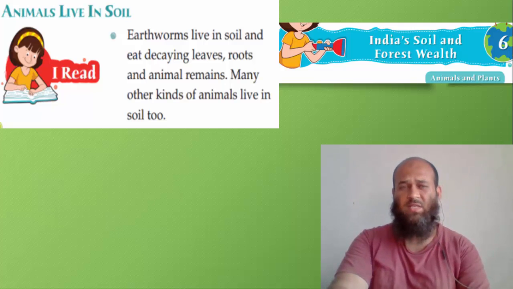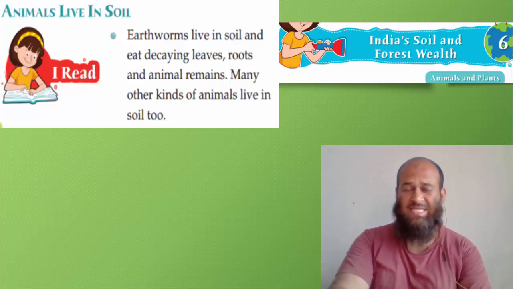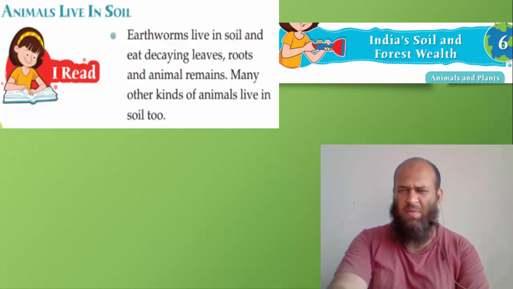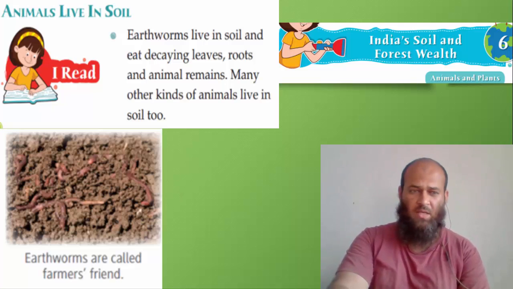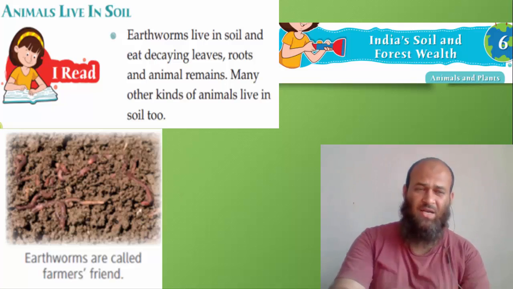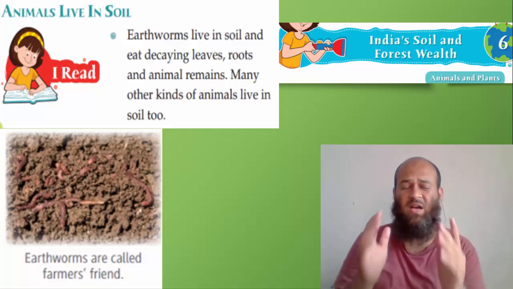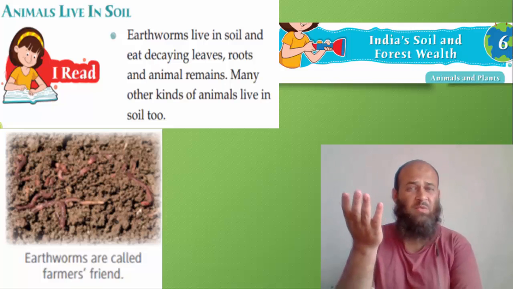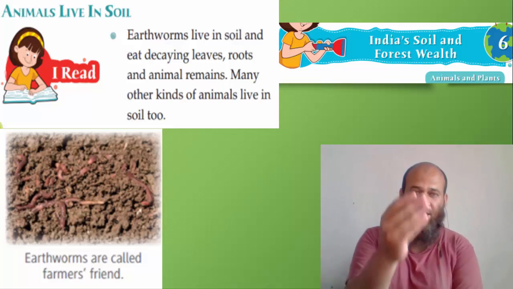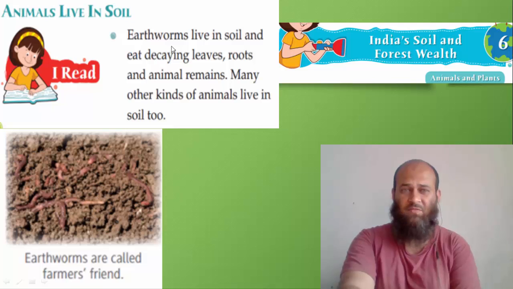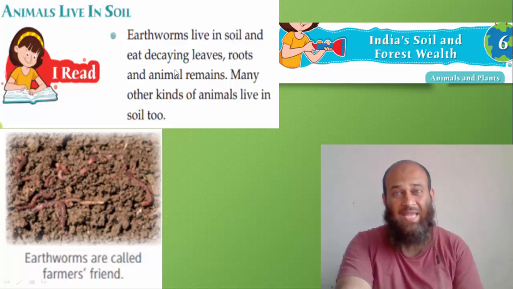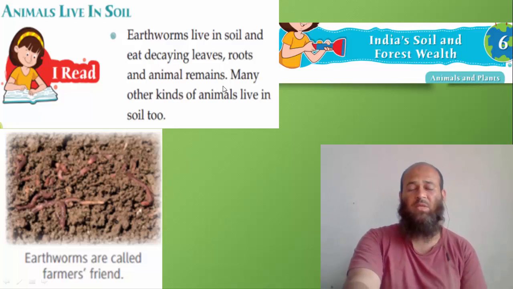Earthworms live in soil and eat decaying leaves, roots, and animal remains. Many other kinds of animals live in soil too. Yes, so these earthworms are called farmer's friend. Why do you think they are called farmer's friend? The answer is in the first line itself, because the earthworms live in soil and eat decaying leaves, roots, and animal remains.